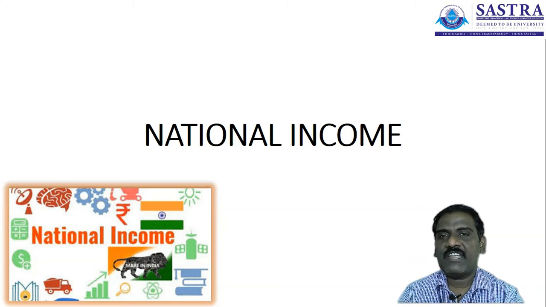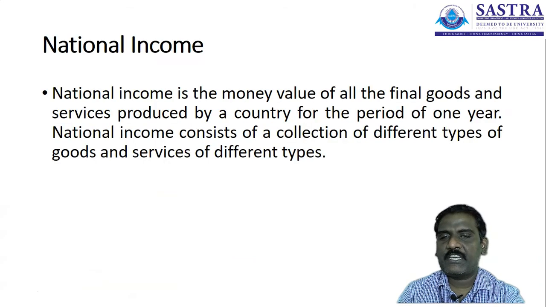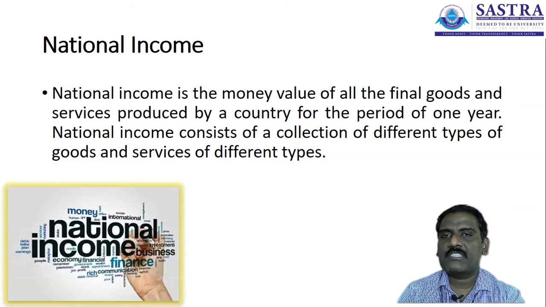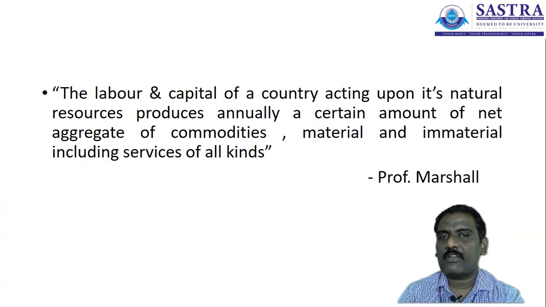So, in general, this is how we understand national income. It is the total value of goods and services produced in a particular country during a given period of time, normally calculated for 1 year. National income is the money value of all goods and services produced by a country for a period of 1 year. It consists of the collection of different types of goods and different types of services rendered in the particular country. This is the way in which national income is calculated.